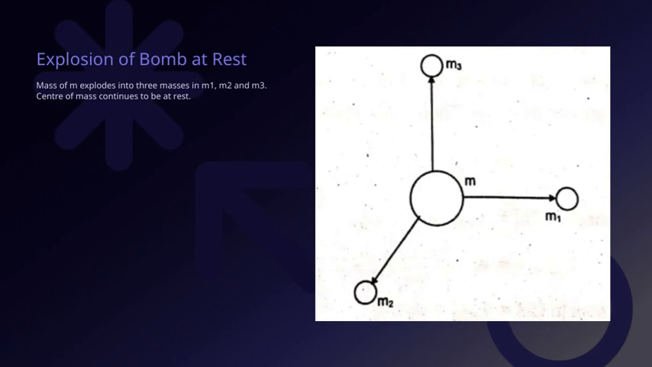Let's consider a mass, labeled m, that explodes into three smaller masses, which we'll call m1, m2, and m3. An important point here is that even after the explosion, the center of mass of the system remains at rest. This means that, despite the internal explosion and the masses flying apart, the overall center of mass doesn't move. It's a key concept because it illustrates the conservation of momentum in such an isolated system. So, no matter how the pieces fly off in different directions and speeds, the total momentum before and after the explosion stays the same, keeping the center of mass stationary.